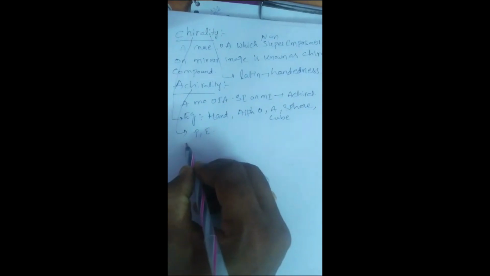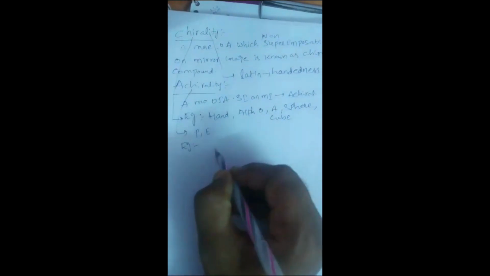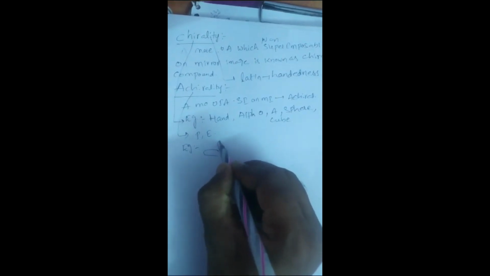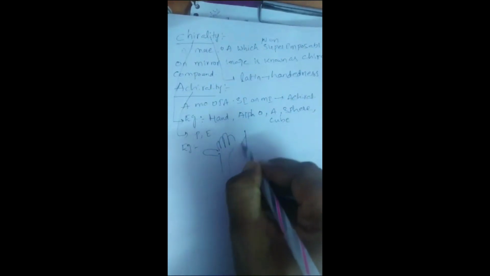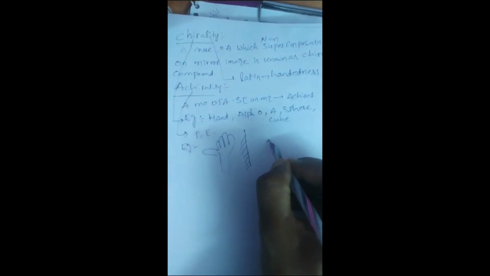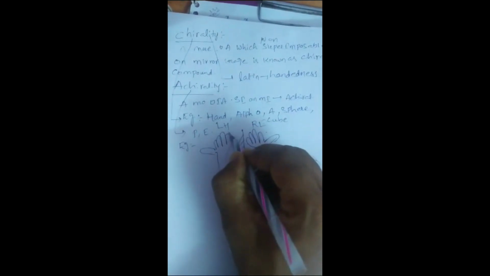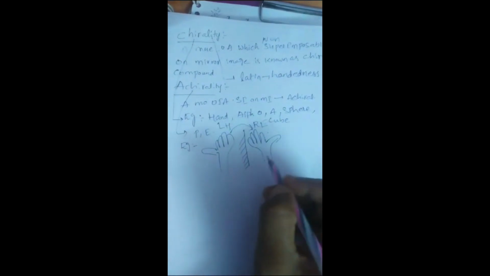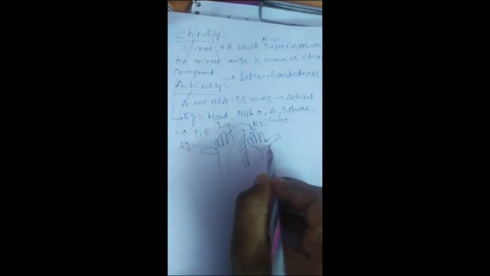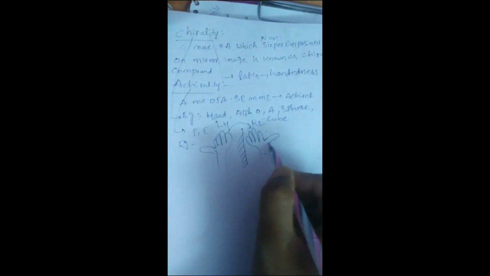First we discuss the example for chirality. Take our left hand. When I place a mirror next to the left hand, a mirror image, the right hand, will be formed. So this is the left hand and this is the right hand. The right hand is the mirror image of the left hand. After forming the mirror image, when I place the left hand on the right hand, it does not fit exactly. So that is non-superimposable, and that's why our hand is non-superimposable.